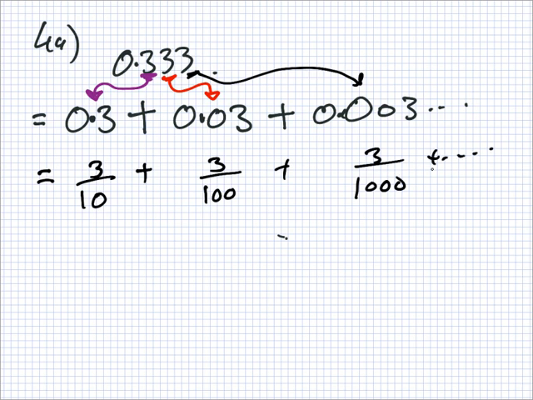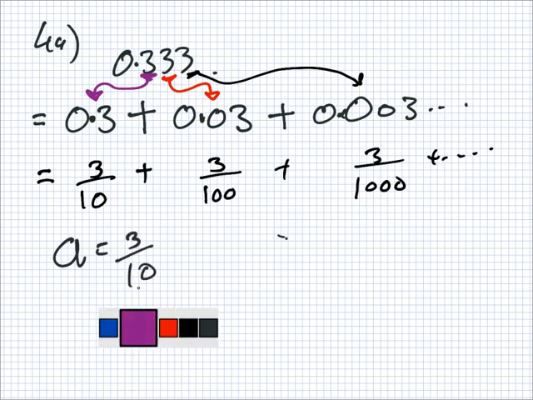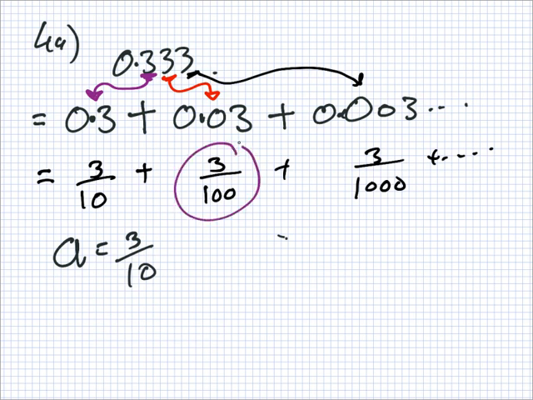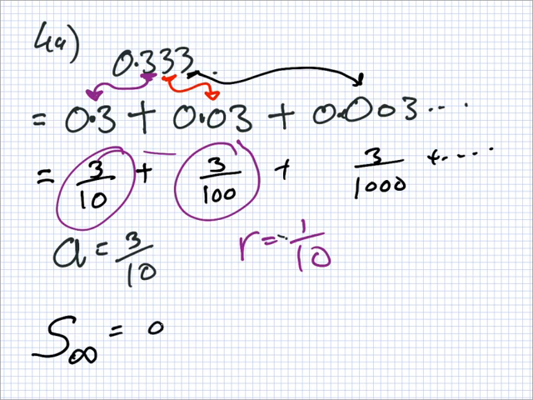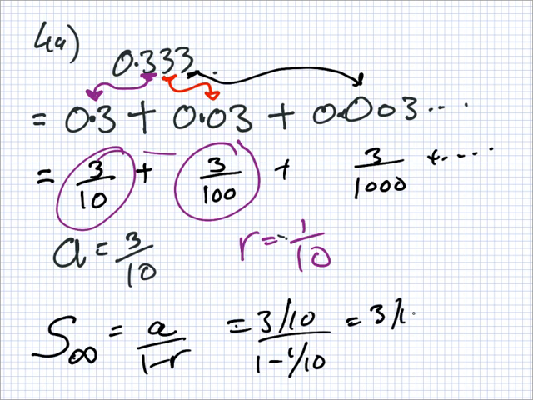Now this is actually a GP. It's a GP with a equal to 3 over 10. And if you don't know what the r is, just do the trick I showed you. Take this one and divide it by that one. And you'll see that r is 1 over 10. So by using the formula for the infinite sum, we can get 3/10 over 1 minus 1/10, which is 3/10 over 9/10, which is 3 over 9, which is 1 over 3.